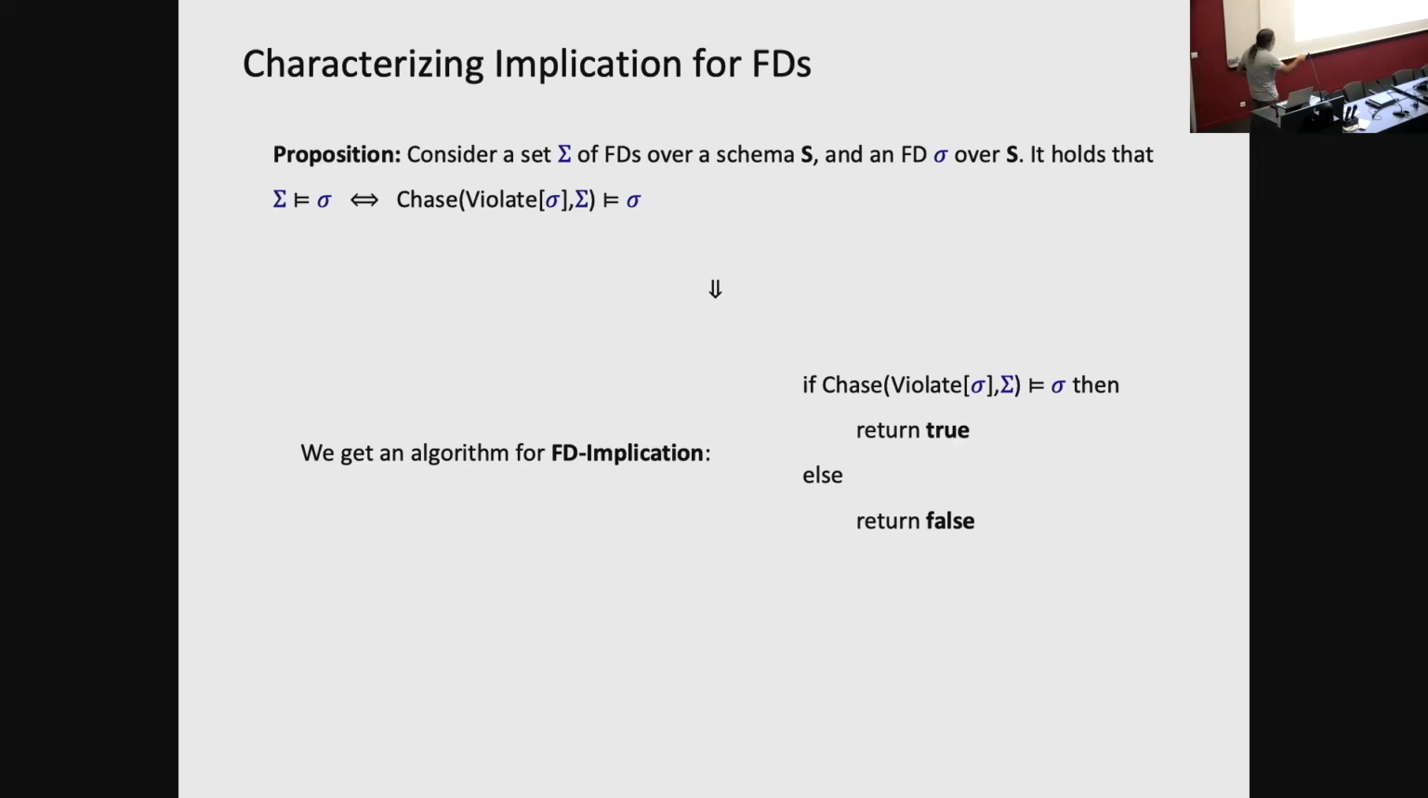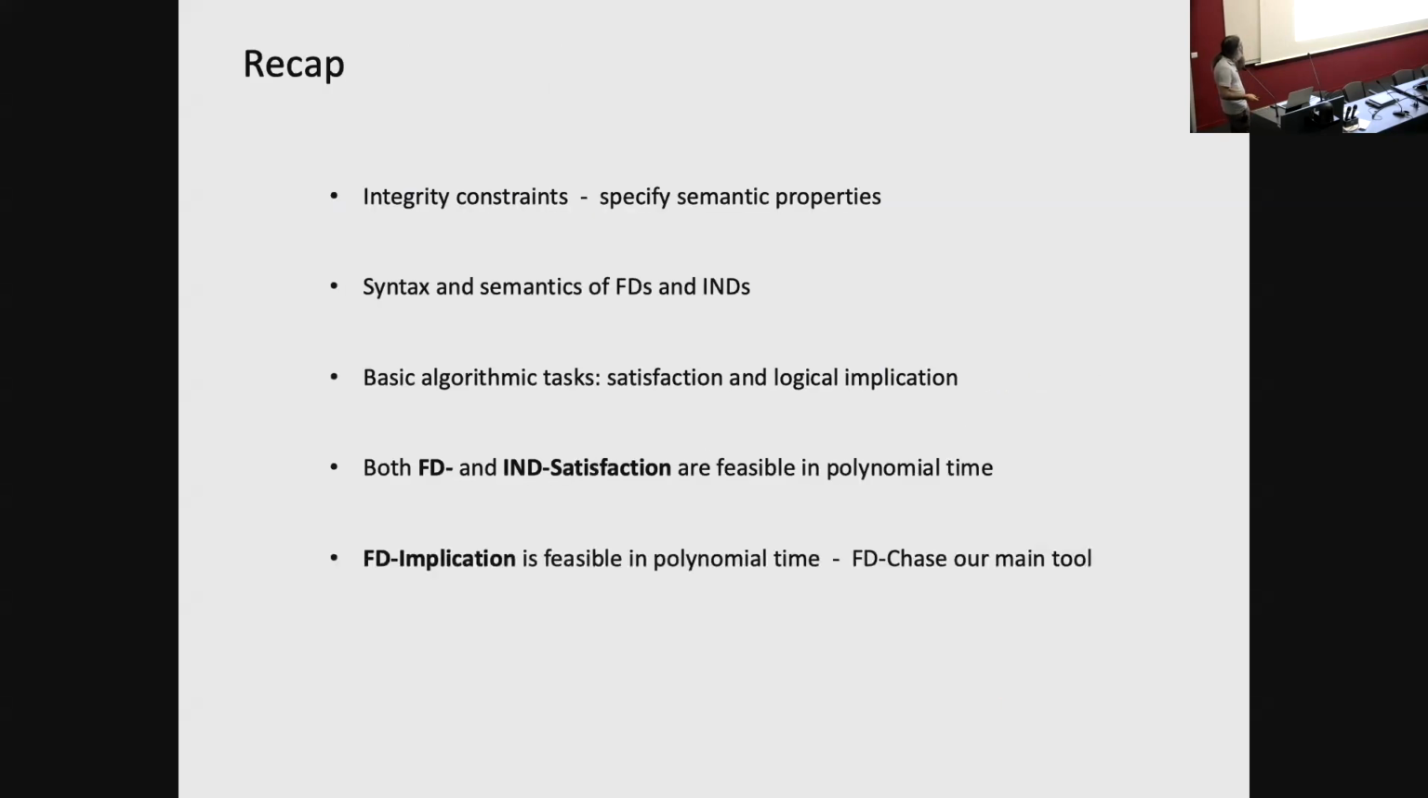Which means that in polynomial time, I construct this set of atoms via the chase, and then in polynomial time, check whether this set of atoms satisfies my functional dependency. And if this is the case, I say yes, the implication holds. Otherwise, the implication doesn't hold. And this allows us to conclude that the implication problem for functional dependencies is in polynomial time. Okay, which, as you have seen, heavily relies on this tool that we call the chase.